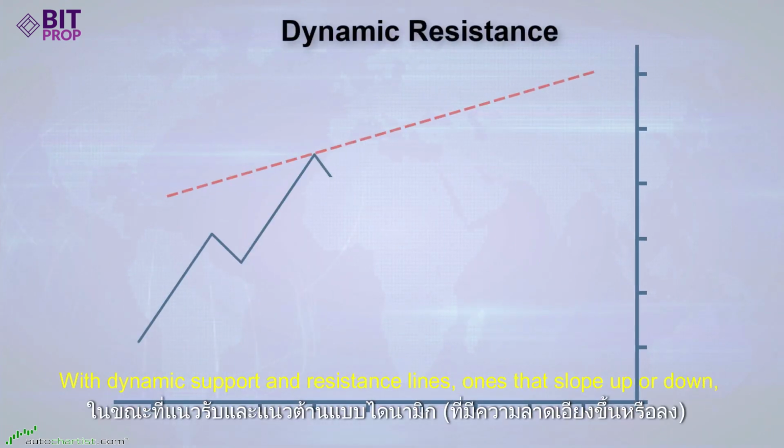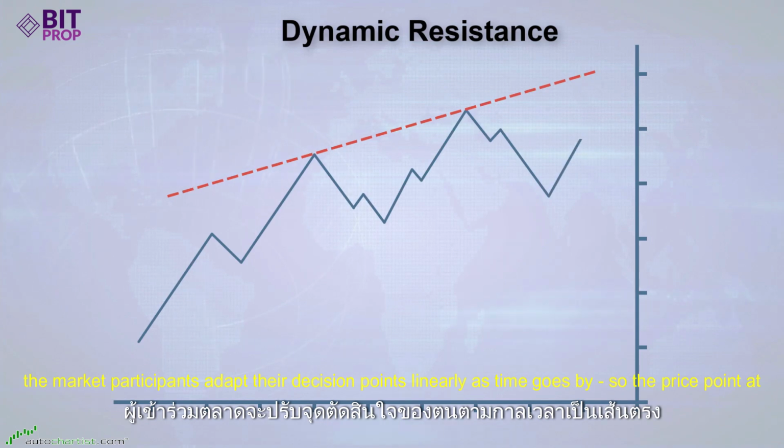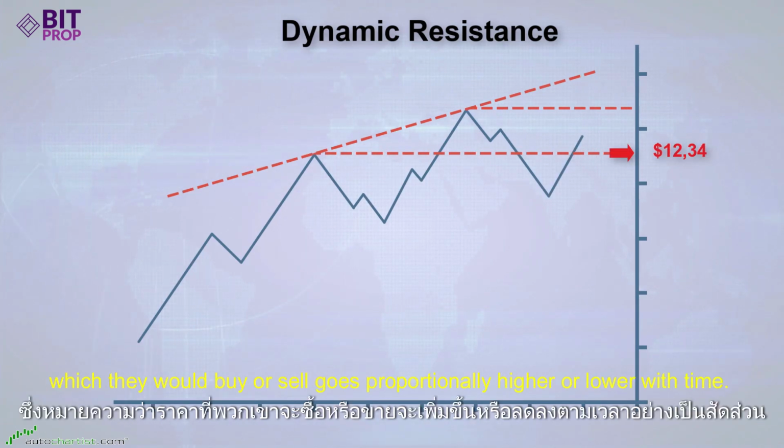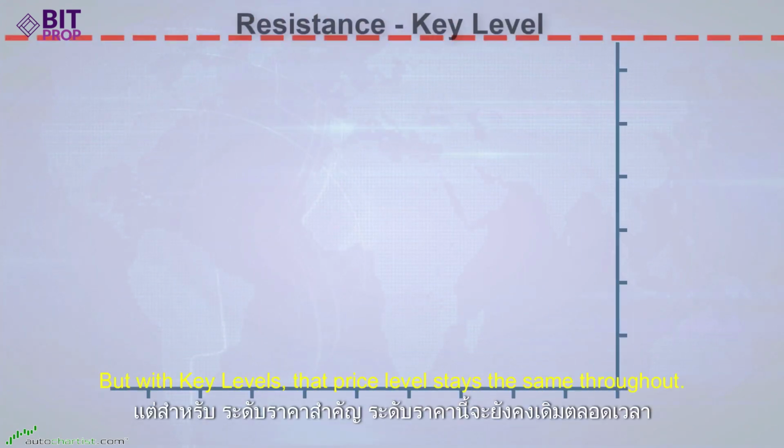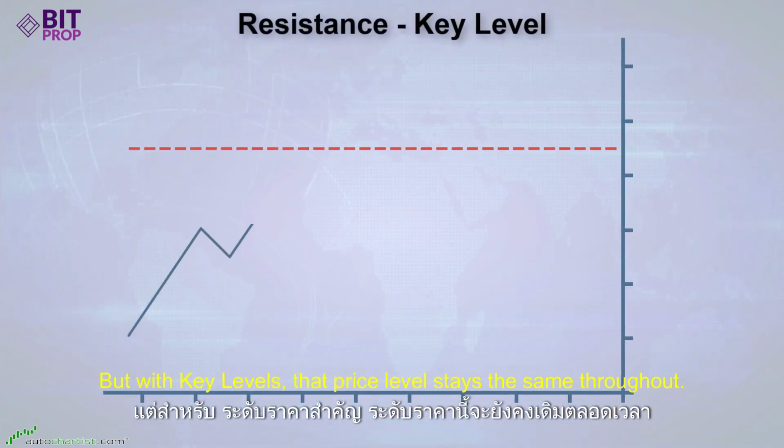With dynamic support and resistance lines, ones that slope up or down, the market participants adapt their decision points linearly as time goes by. So the price point at which they would buy or sell goes proportionately higher or lower with time. But with key levels, that price level stays the same throughout.